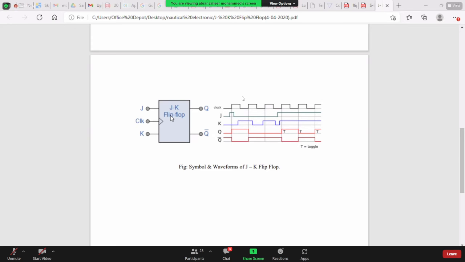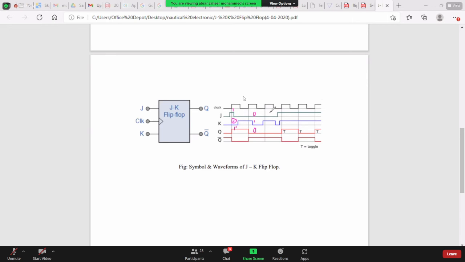So here you can see this is the clock. During this, when J is 1 and K is 0, what is happening? The output Q is 1. Next clock cycle, when J is 0 and K is 1, the output Q is 0.